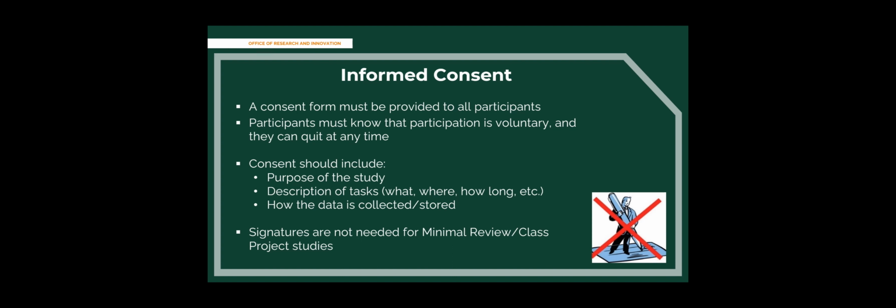Here is an example of what the informed consent should contain for a class project study. It has the description of the project with information of where the study takes place, which is online via survey, what questions will be asked. So they will be asking questions about quality of sleep and mood, and then how long it will take to complete, which is 10 to 15 minutes. It also has the information about where the data will be stored and who will have access to it.